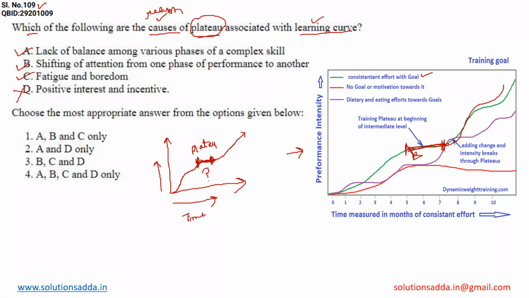So this is all about the plateau associated with the learning curve. In order to answer this question, the correct option will be the one in which A, B, C only are included. So the correct option for this question will be option number 1.